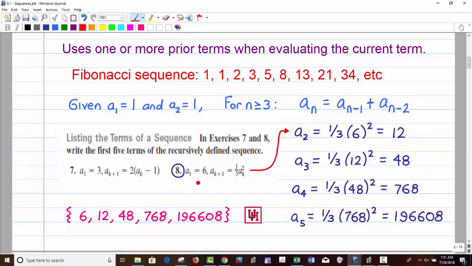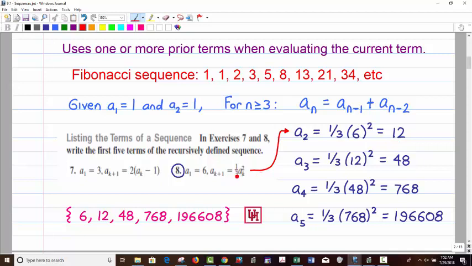Now with recursive sequences, you're given at least one or more terms. You're not going to have to figure out all 5. So this one, we're already starting. We know 6 will be the first term. And then the next one we calculate will be a sub 2. So to get a2, you're putting 1 in there for k right here. So a sub 2, the second term, will be 1/3 times a sub 1 squared. So a sub 1 is 6, so it's 1/3 times 6 squared. 1/3 times 36 is 12.